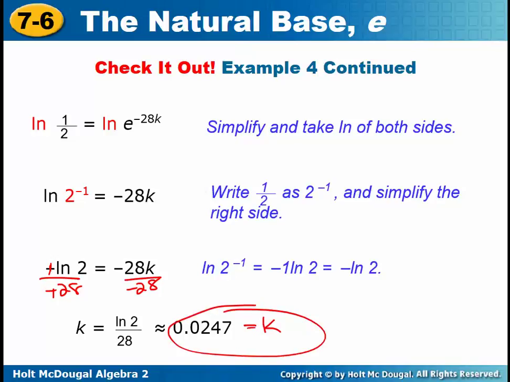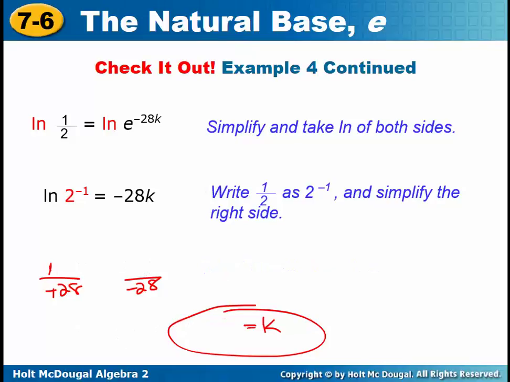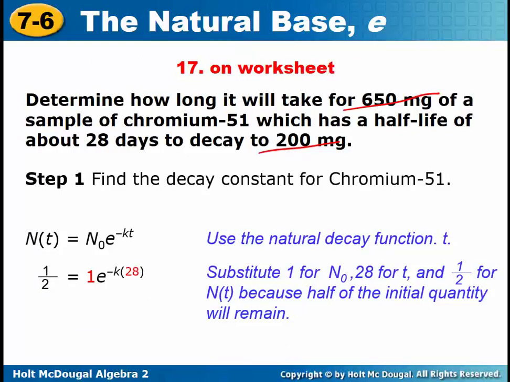We're half done. Oh, they didn't just ask for the decay constant, did they? So our decay constant is 0.0247. I must have cut something off of my slide. And now I have to use this formula in order to find the answer to the question. It says how long, so we're going to look for t. How long will it take for 650 milligrams to decay to 200 milligrams?